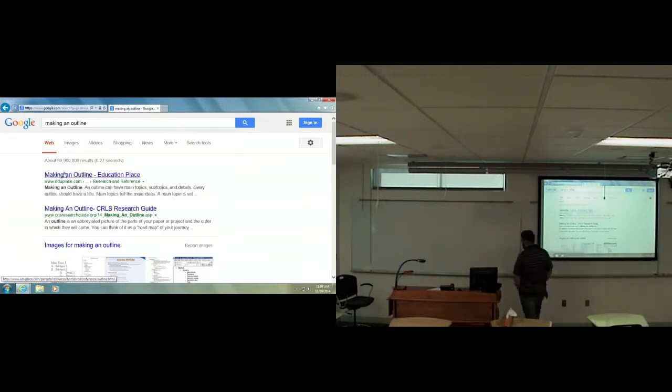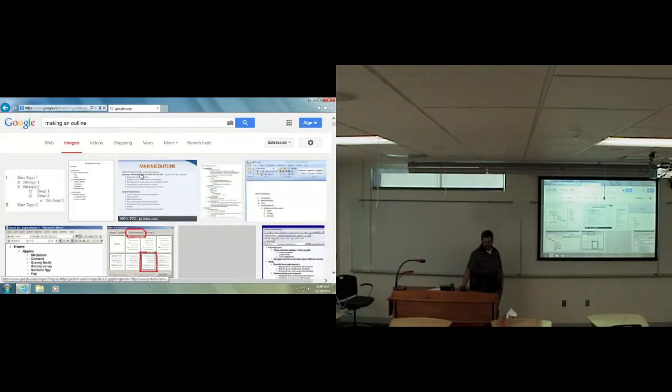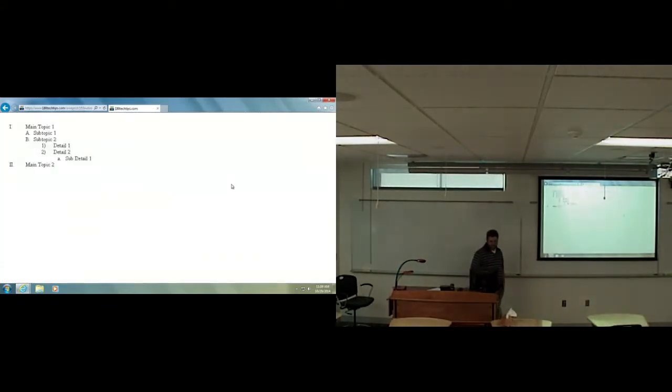Outlining is essentially the organization of thoughts and ideas before you put together a presentation, before you write a paper, before you make a poster, anything like that. And we've all seen them in classes that we've taken. For example, you may have seen something like this, where they use a Roman numeral main topic 1, capital A subtopic 1, capital B subtopic 2, then details, sub-details and so forth, and then you go on to main topic 2.